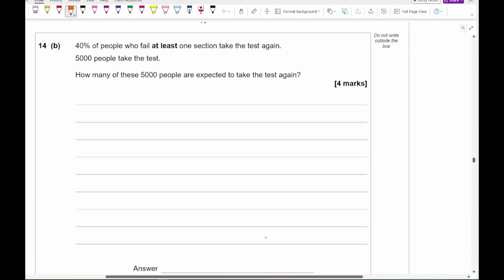It then says for part B, it says 40% of people who fail at least one section of the test take the test again.